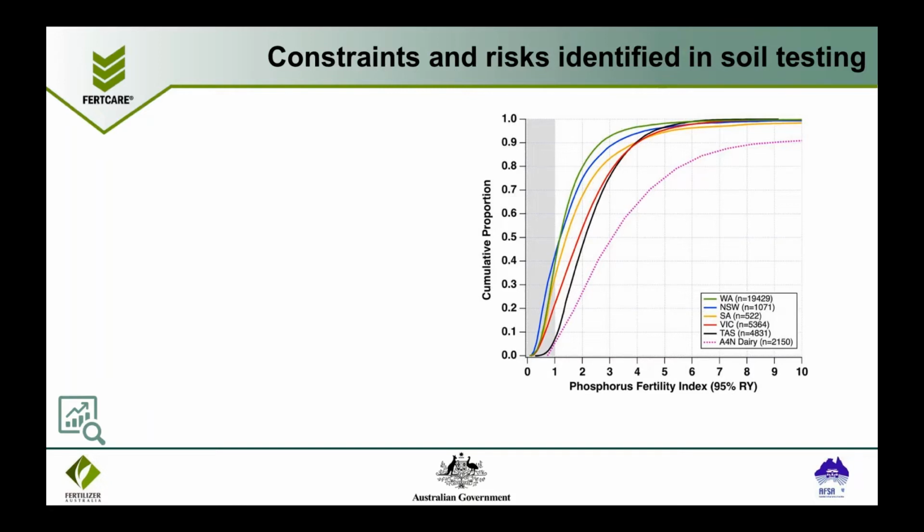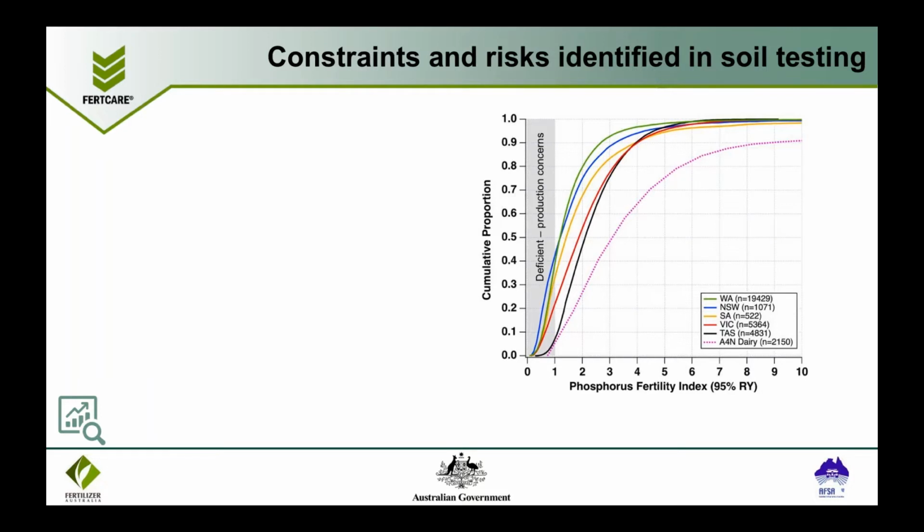So this chart that we have here on the right-hand side that you can see now is showing you on the x-axis an index, a phosphorus fertility index, and it basically aggregates or amalgamates Olsen and Colwell P data across states onto a common scale called the phosphorus fertility index. And on the y-axis is what we have is the cumulative proportion.